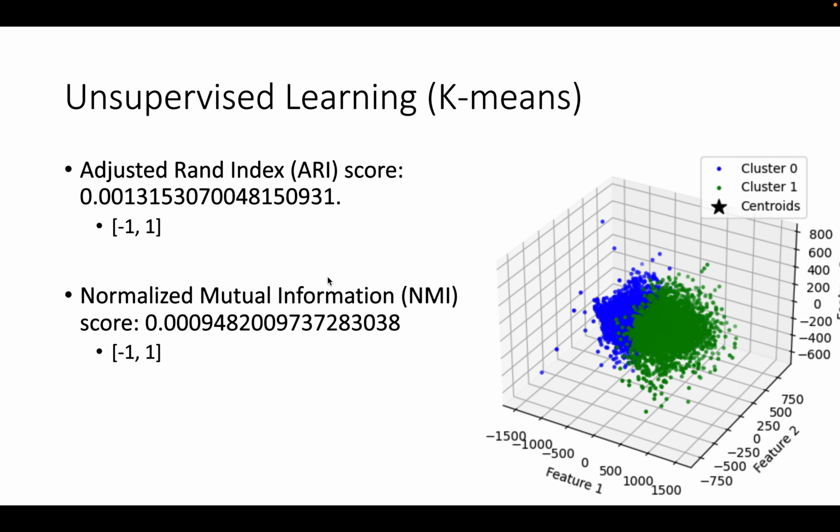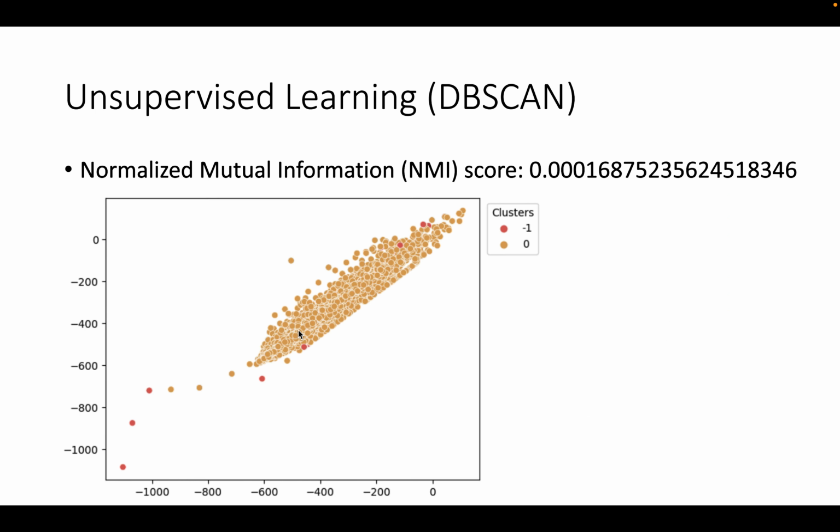For those groups, we test the accuracy, and finally we reached something a little bit better than guessing. If the score is 0, that is completely guessing, and our model is a little bit better than that. Then we also tried DBSCAN, which is another method. The data points are divided into two groups, the red one and the orange one. Finally, we reached an accuracy that is still a little bit better than guessing.